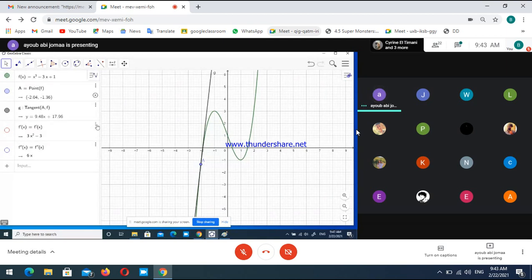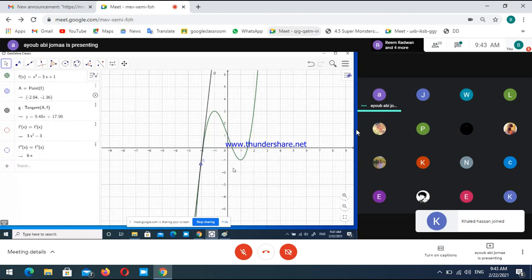Assume that you have this function, f of x is equal to x cubed minus 3x plus 1, and here you have the graph of this function. Any point, a point on this graph of this function. Our objective is to find intervals where the function is increasing and decreasing. Our objectives in this lesson are to study the variation of a function and determine intervals where the function is increasing or decreasing.